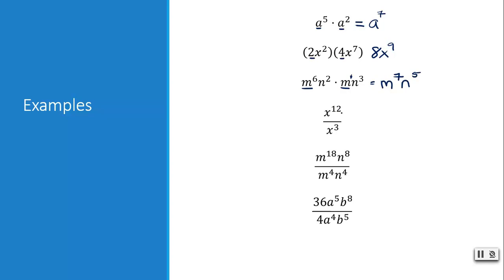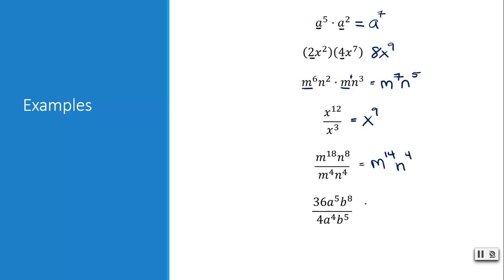When we, again, divide, we're going to subtract our exponents. So 12 minus 3 is going to give you x to the 9th. Here, same thing. Treat each one individually. So 18 minus 4 is going to give you m to the 14th. 8 minus 4 is going to give you n to the 4th.